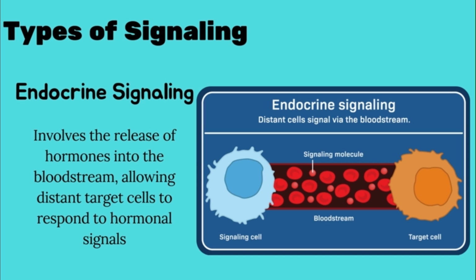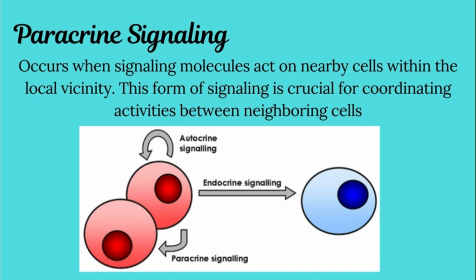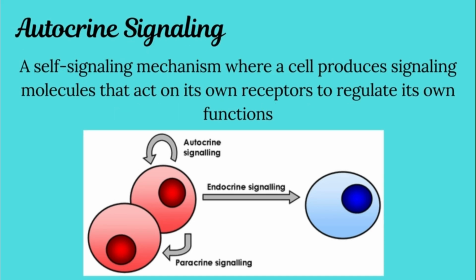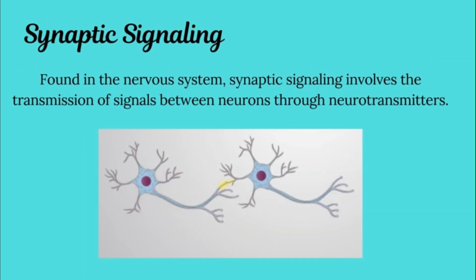Types of signaling. Endocrine signaling involves the release of hormones into the bloodstream, allowing distant target cells to respond to hormonal signals. Paracrine signaling occurs when signaling molecules act on nearby cells within the local vicinity. This form of signaling is crucial for coordinating activities between neighboring cells. Autocrine signaling, a self-signaling mechanism where a cell produces signaling molecules that act on its own receptors to regulate its own functions. Synaptic signaling, found in the nervous system, involves the transmission of signals between neurons through neurotransmitters.